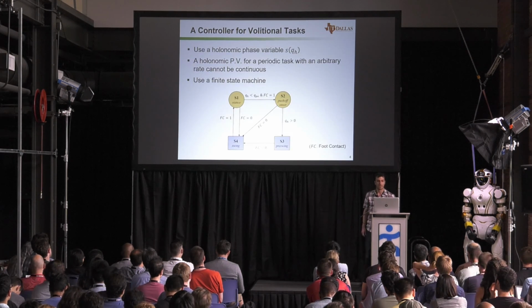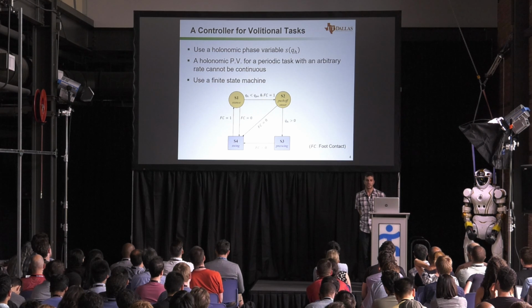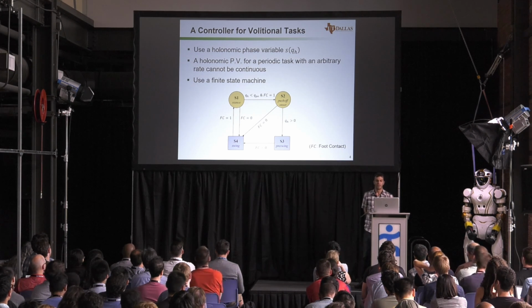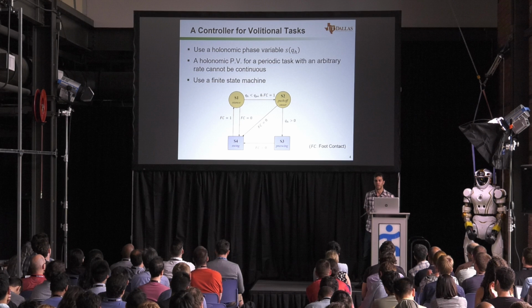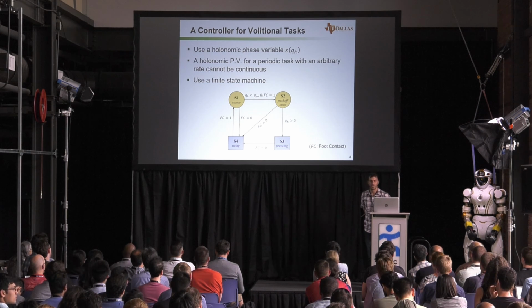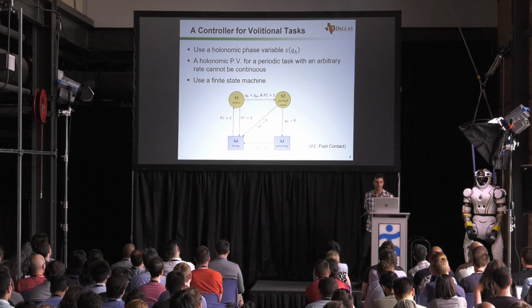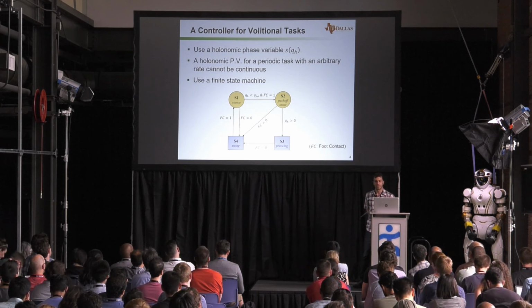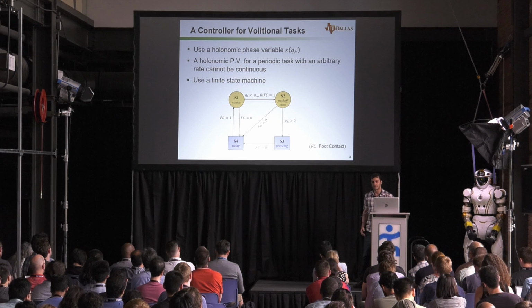So to solve this problem, we came up with another idea, another phase variable, which was based on a holonomic parameterization. A holonomic parameterization is good because it doesn't depend on the speed and can work from stop to maximum speed, any condition that you want. But the problem is that it cannot be continuous.